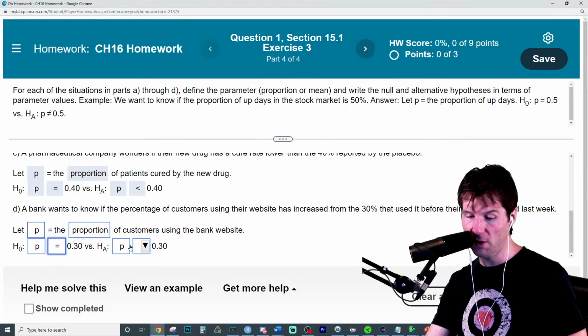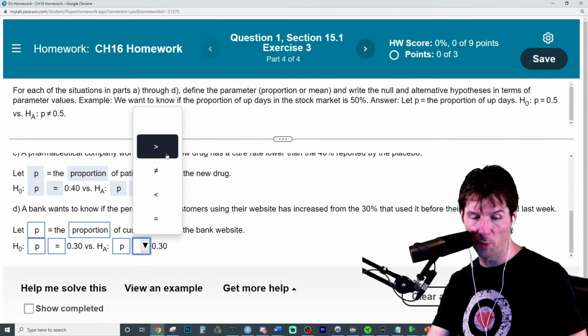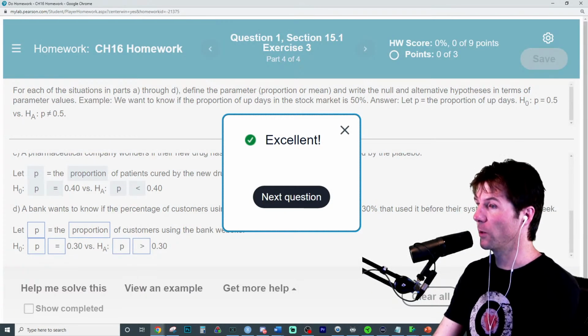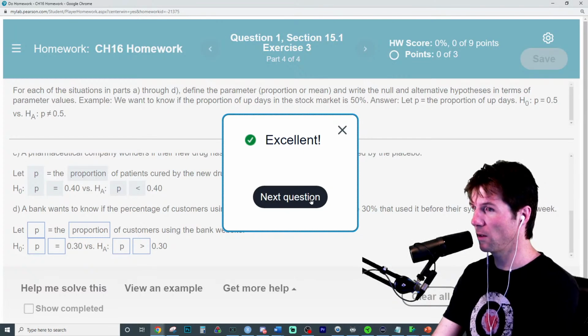The null has the equal sign, and the bank wants to know if it's increased, which means we're asking, has the true proportion gone up from 30%? These are excellent questions for doing the null and alternative and knowing when to use categorical versus quantitative.